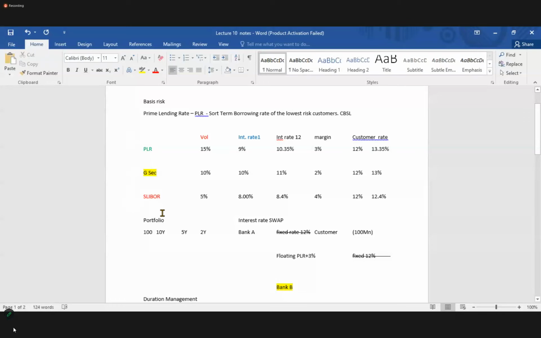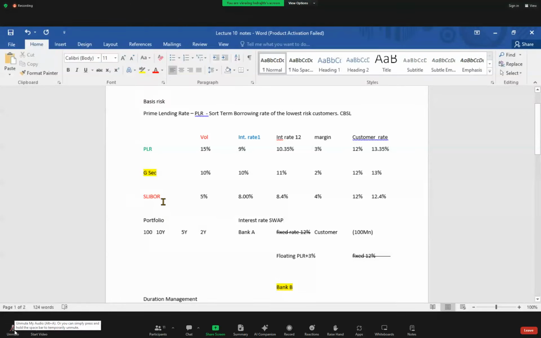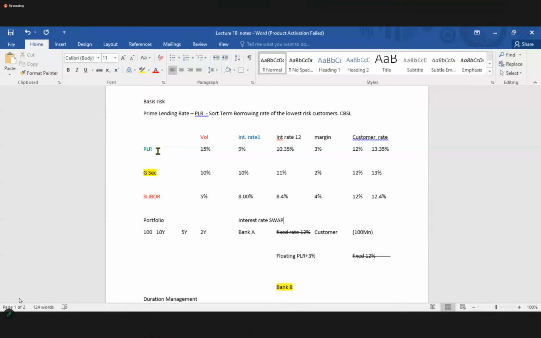Okay, so he would have been better off using SLIBOR instead of PLR. So as corporates, or if you are a corporate person, treasurer or finance manager or whoever, you have to be aware of this fact. Sometimes you may not have the bargaining power to change the benchmark, but it all depends on how strong a bargaining power you have with the bank, right?